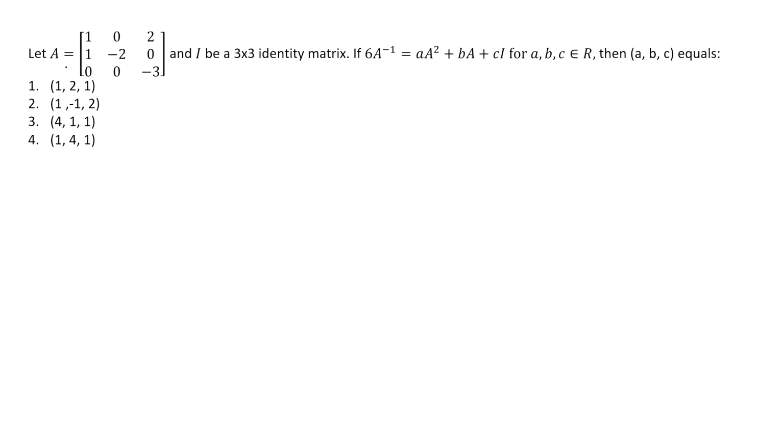Let A be equal to [1, 0, 2; 1, -2, 0; 0, 0, -3] and I be a 3 by 3 identity matrix. If 6A inverse is equal to A square plus bA plus cI for a, b, c belonging to R, then (a, b, c) equals? So we have to find the values of a, b and c.